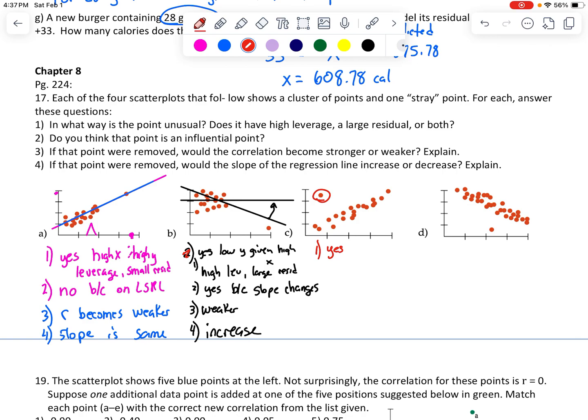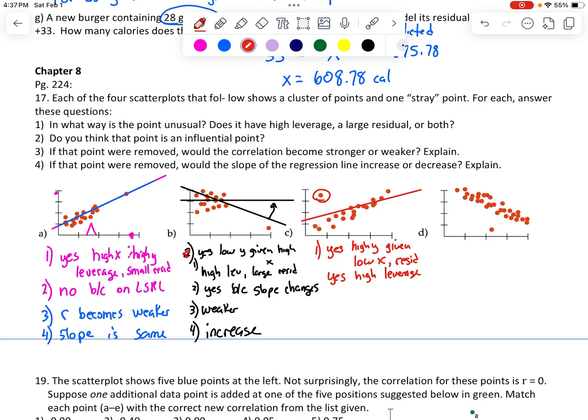Okay. It is a high y given low x. That point does have leverage. It has a big residual. I forget what questions we have to answer there, but big residual. Yes, high leverage. Okay. I've already forgotten all the questions we have to answer. Influential point? Yes.